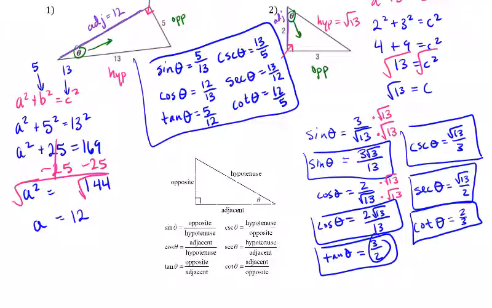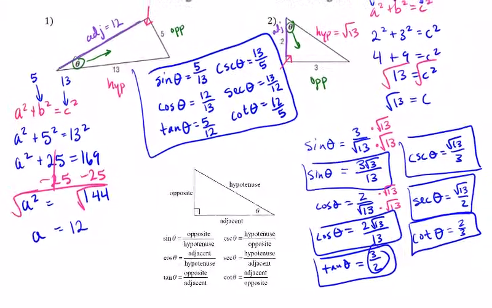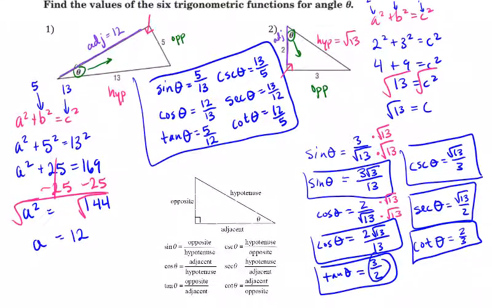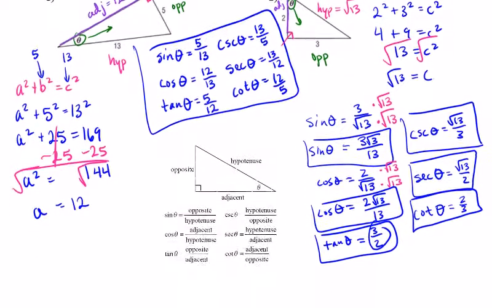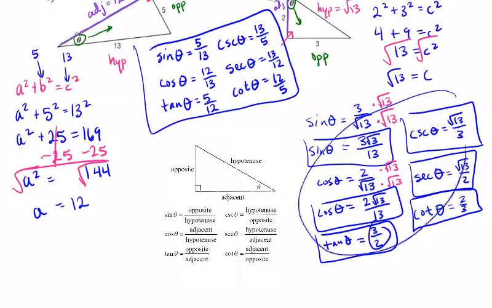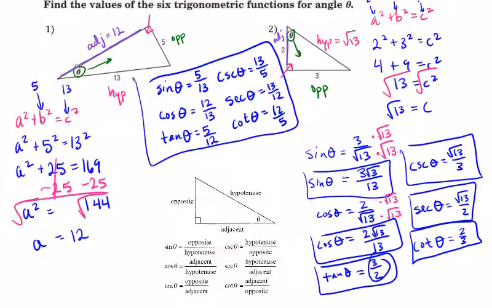All right, and so that's how we find the 6 trig functions given a right triangle, right? Even if we only have 2 sides, we can find the third using the Pythagorean theorem, and then once we get that, we can just plug them into our ratios. Sometimes you might have to rationalize the denominator, no big deal. All right, and that's it. So that's how you define the 6 trig functions.